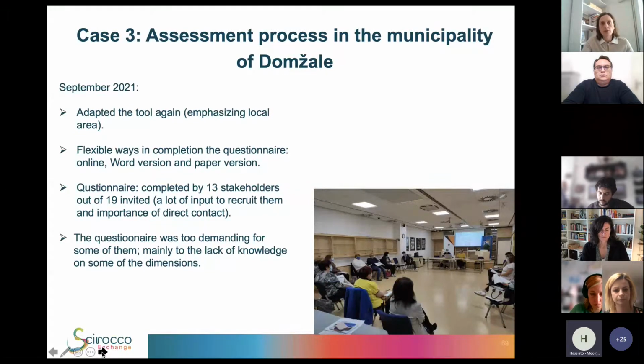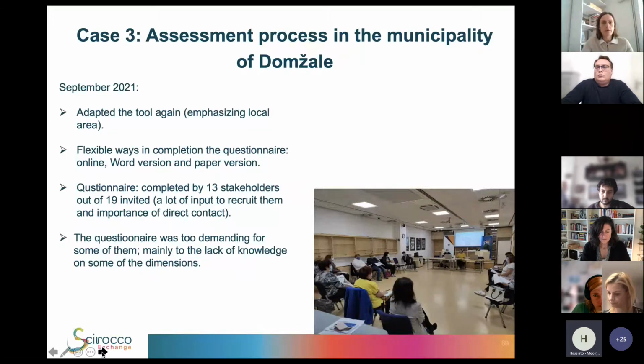And we offer different ways to fill in the questionnaire. It was possible to do it online or in Word version or in paper version. And we did our best to recruit them because otherwise the response rate would have been low. And this direct approach was very important. Also, the questionnaire was too challenging for some of them, mainly because they were not familiar with some of the terms, but they were all very willing to participate in the consensus building workshop that was conducted in October, this October.